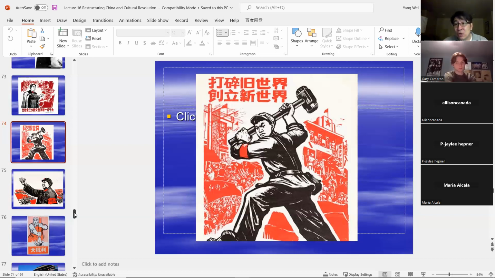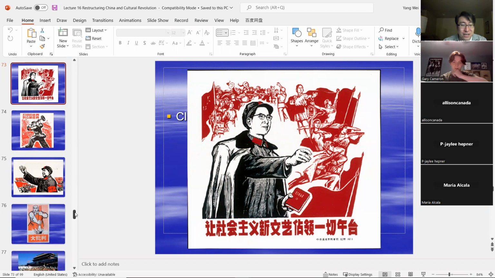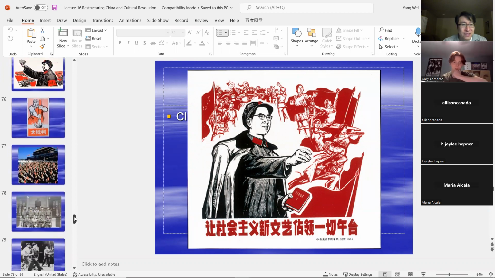In a letter Mao wrote to his own wife, Jiang Qing, who became a major leader of the Cultural Revolution, Mao says, only great chaos will lead to great order. So he's using this very ironic, strange dialectical way of thinking. He believed that only great chaos could create a great order.